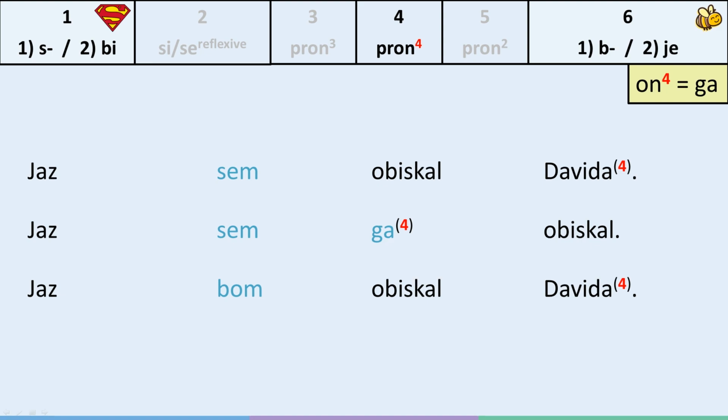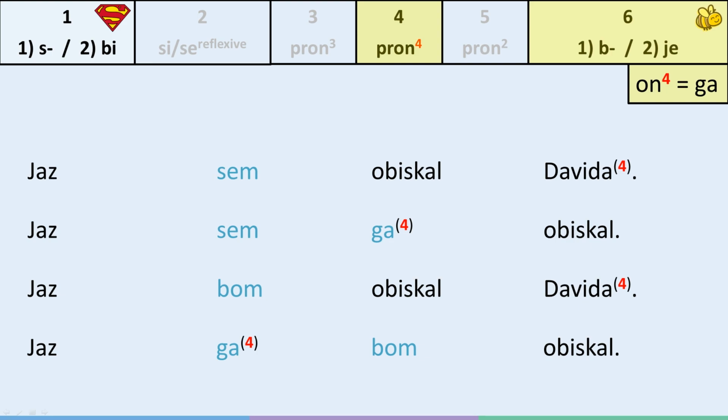So we're still going to replace Davida with ga. The only question is the word order, of course. You can pause the video here and think about it yourself if you'd like to. Now we're dealing with places number 4 and 6. Or, to make things easier, just remember that B words come at the very end of the sequence, so you can never say bom ga. The only correct word order as far as clitics are concerned is jaz ga bom obiskal. Of course, we can also say obiskal ga bom jaz.